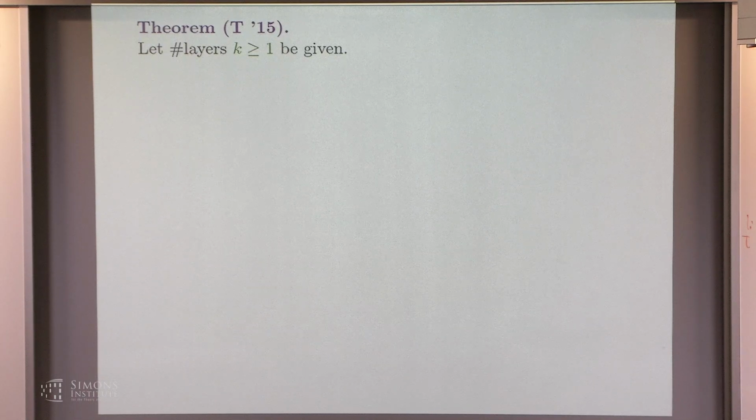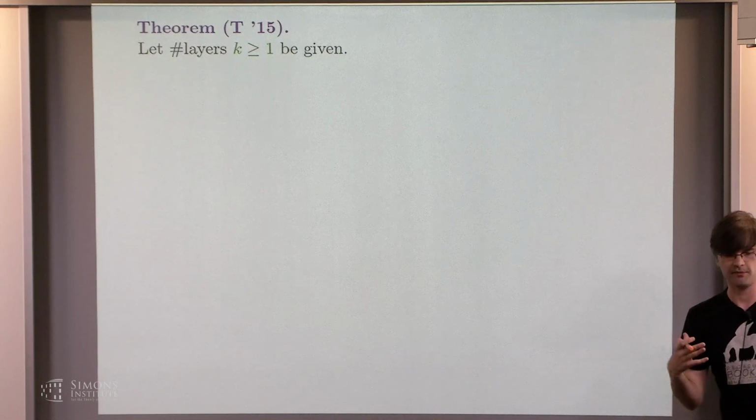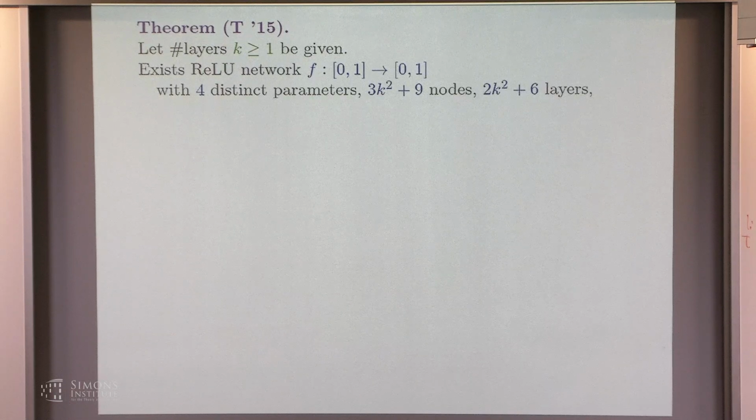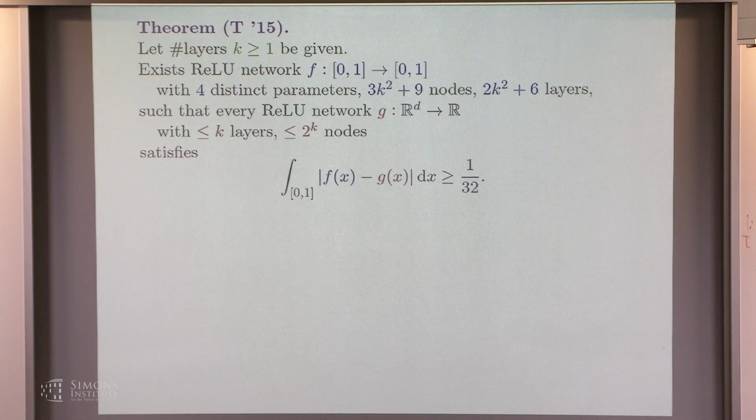But okay, so you give me an integer. The way this theorem works is like this. You give me an integer. You say, I believe in depth k. I've used PyTorch all my life. Depth 100 is the best thing ever. I construct a network with k-squared layers and k-squared nodes. I use that triangle mapping, the tent map. And you can't approximate it.